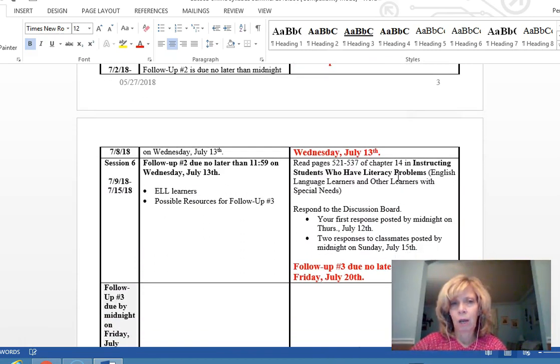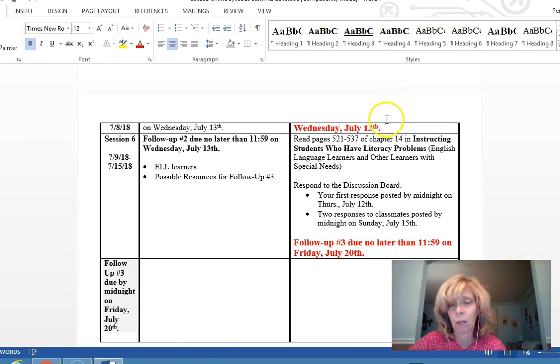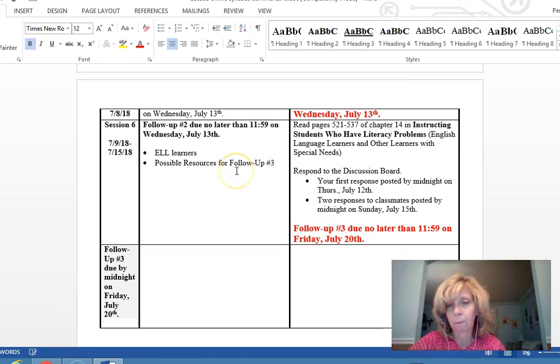I do want to point out that this class does span 4th of July week, and I don't know about you guys, but I'm going to be on vacation. I hope some of you are too. So here's how we're going to handle that week. There won't be a module discussion or that mini classwork discussion during that week. However, you are going to be working on your follow-up at that time, so you can use the time to do that, and that follow-up is going to be due by Wednesday, July 13th.